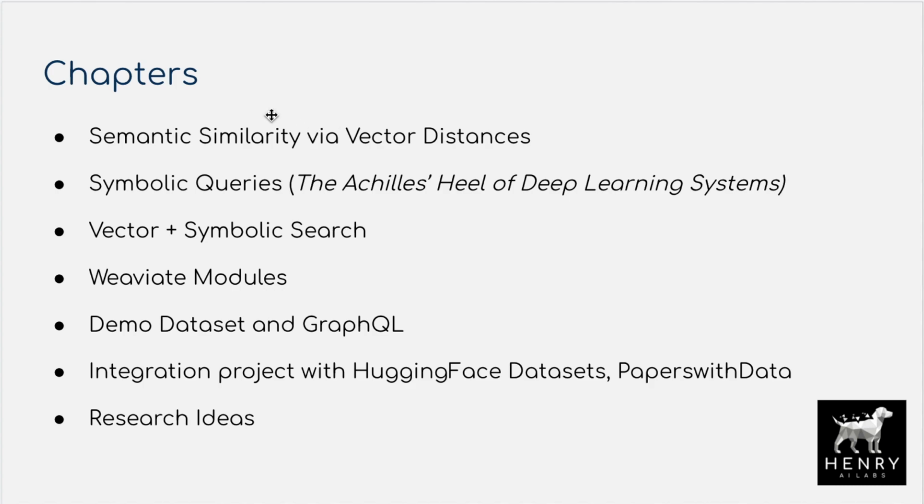So say you have a picture of a cat and you want to find in your database a similar looking cat, you would compare the vector distances between representations of these cat images and you will have a similar picture of a cat. Then we'll talk about symbolic queries, the Achilles heel of deep learning systems.